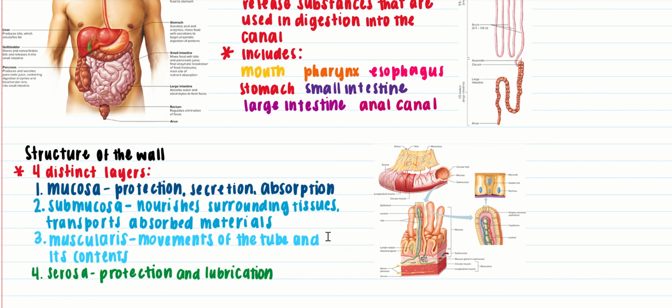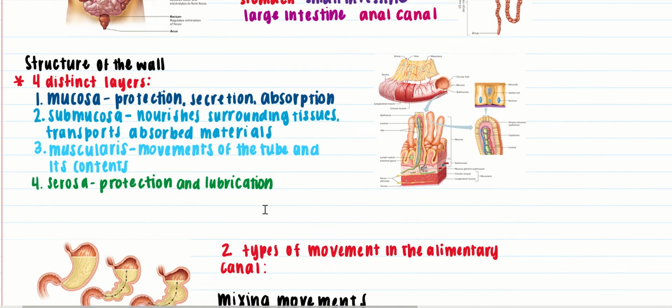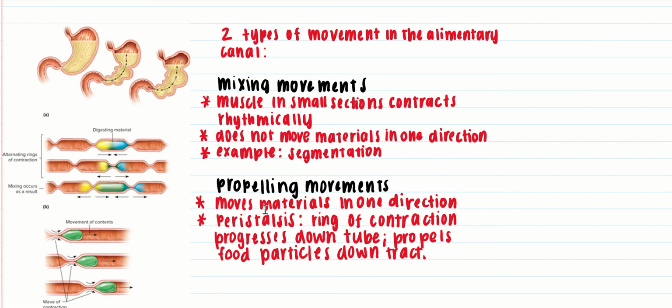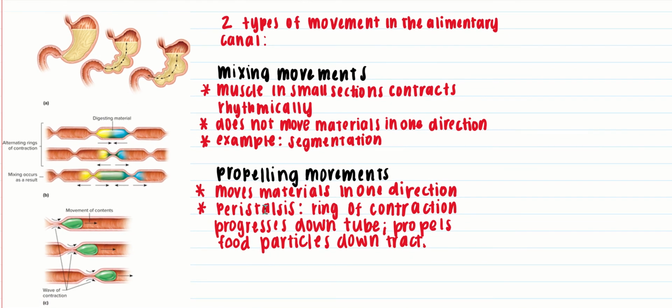And lastly, you have your serosa layer, and its function is to protect and provide lubrication, and it's composed of epithelium, connective tissue. Now, we're going to go ahead and discuss the 2 basic functions of the alimentary canal. So the 2 basic functions are you have your mixing movement and you have your propelling movement.